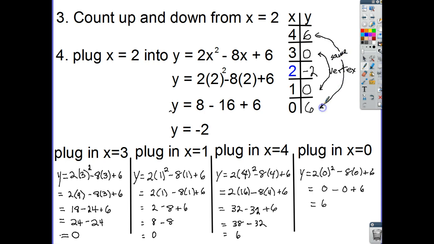and these outside two will always be the same as well. So when we're doing this from now on, we're only going to choose one of these. We'll plug it in, and then we'll just automatically write the other one in because parabolas are symmetrical.